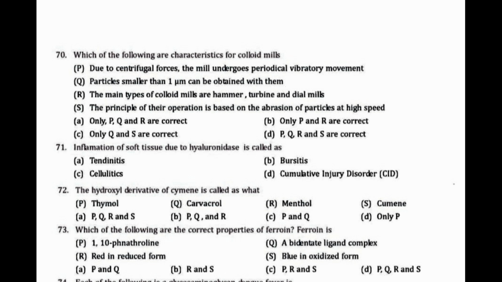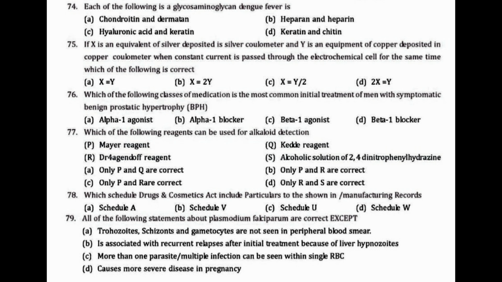Which of the following are the correct properties of ferroin? P, ferroin is 1,10-phenanthroline, Q, a bidentate ligand complex, R, red in reduced form, S, blue in oxidized form. A, P and Q, B, R and S, C, P, R and S, then D, P, Q, R and S. The correct answer of the 73rd question is option D, P, Q, R and S. All are correct.